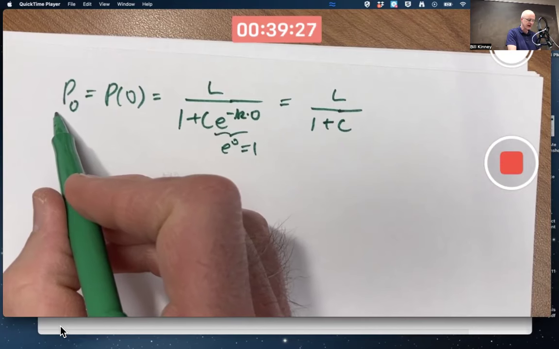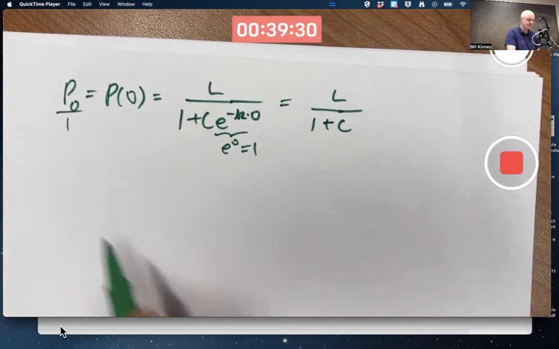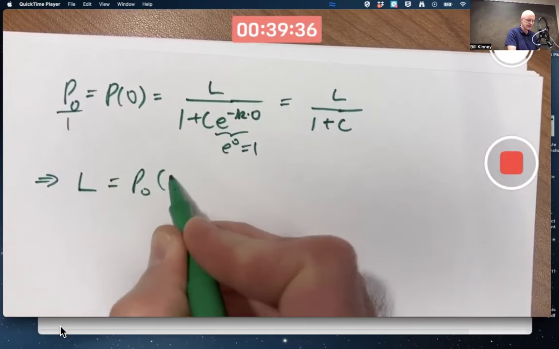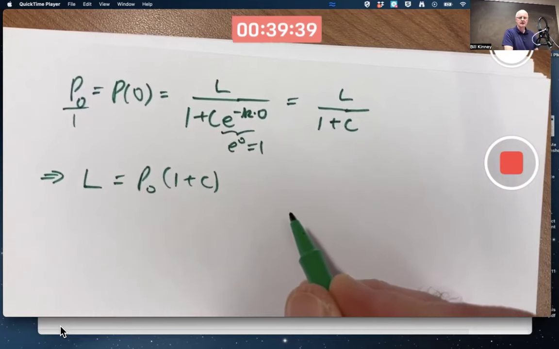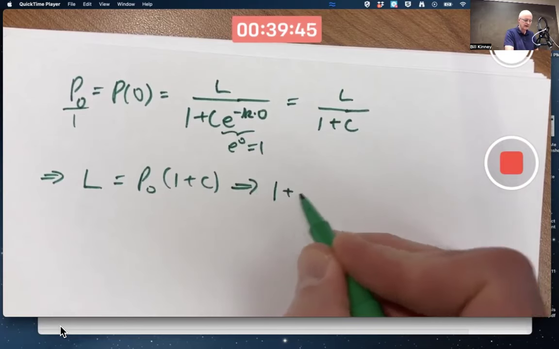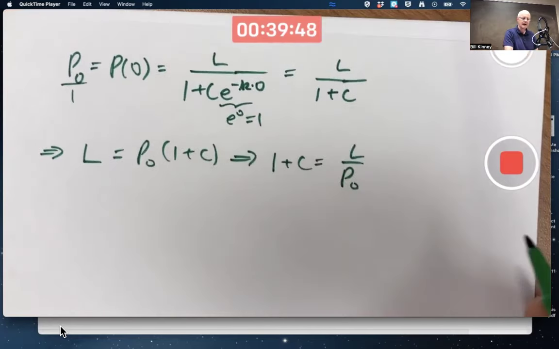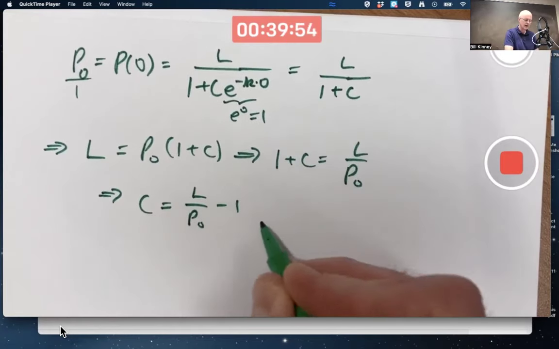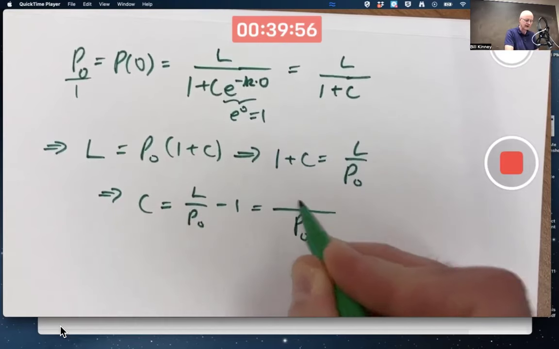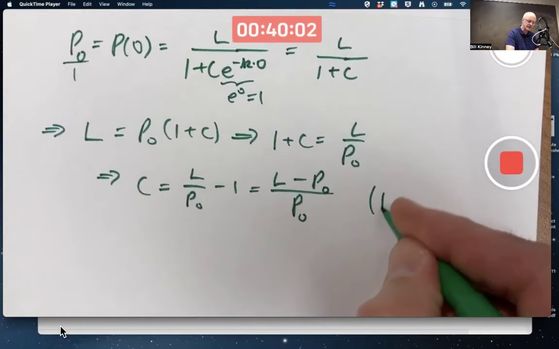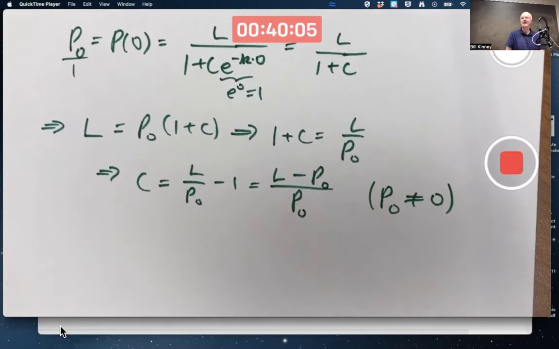Once again, cross multiplication is fine. We can think of this as being P naught over 1 if we like. So we get L times 1, which is L, equals P naught times 1 plus C. I can distribute the P naught through the parentheses, but I don't have to. I can just divide both sides by P naught right away. And then I can subtract 1 and say C is L over P naught minus 1. I also can get a common denominator of P naught and write this as L minus P naught over P naught, which is fine as long as I'm not dividing by 0. And that's another reason why the solution with initial value of 0 is missed.